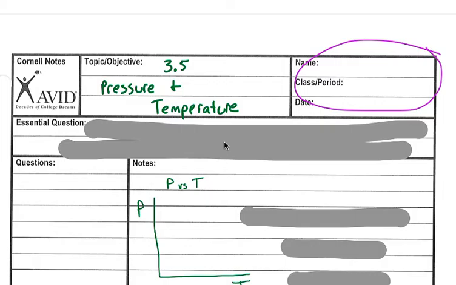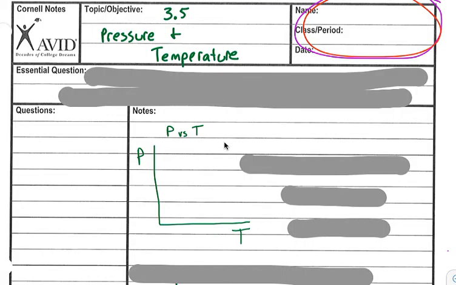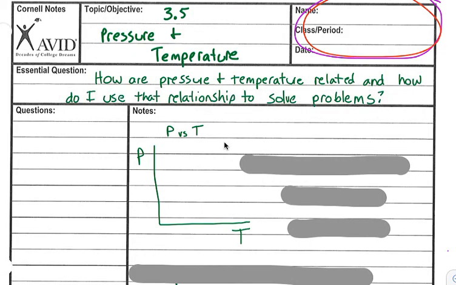Make sure you put your name, class period, and date over here. I've got some things pre-written here and I covered them up so I can find them easily. Okay, so our essential question is right there. How are pressure and temperature related, and how do I use that relationship to solve problems?